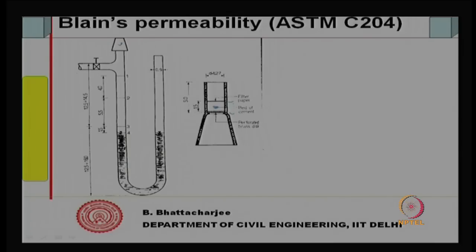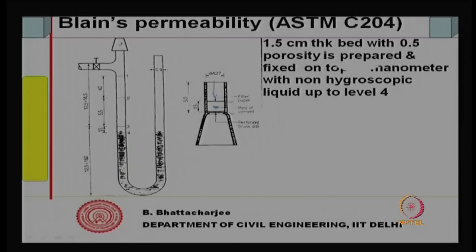It has a perforated brass disc, and there is a filter paper here, so nothing will go out. They put the plunger from the top, fix this dimension 1.5 etcetera, and then put it here. It is fixed here. Now, you have a manometer. A 1.5 centimeter thick bed with 0.5 porosity is prepared and fixed on top of a manometer filled with a non hygroscopic liquid to this level.